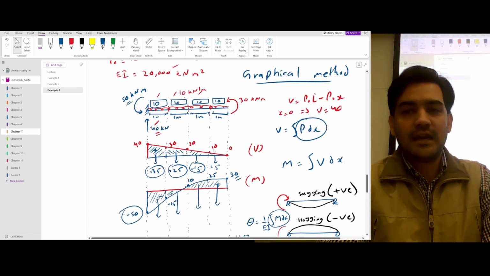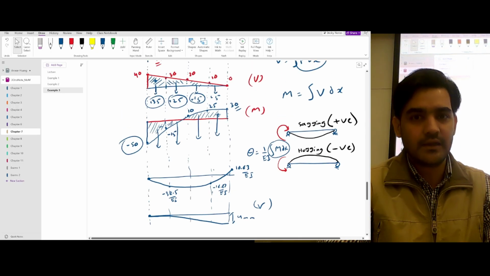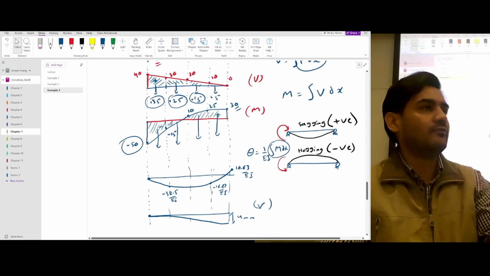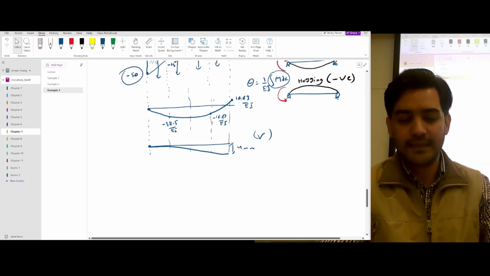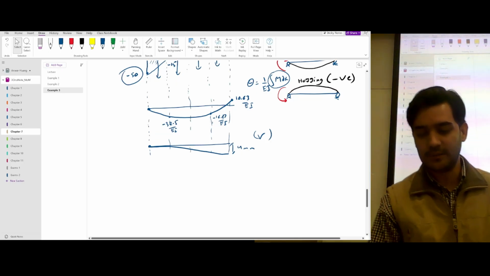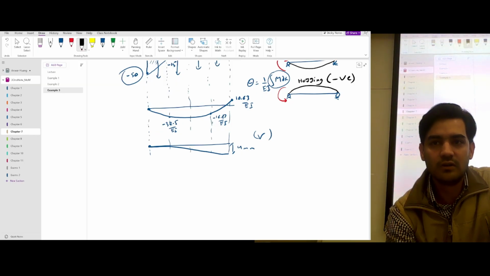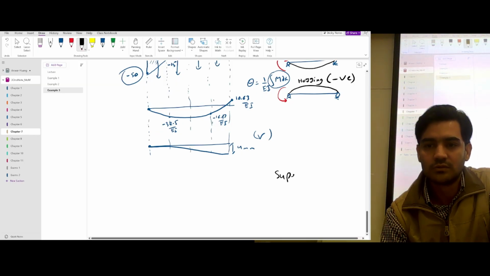So that's the graphical method, which is a little confusing at times because it's easy to make mistakes. So it's always nice to use the equation method. And now we're going to use the final method, which is called the superposition method.